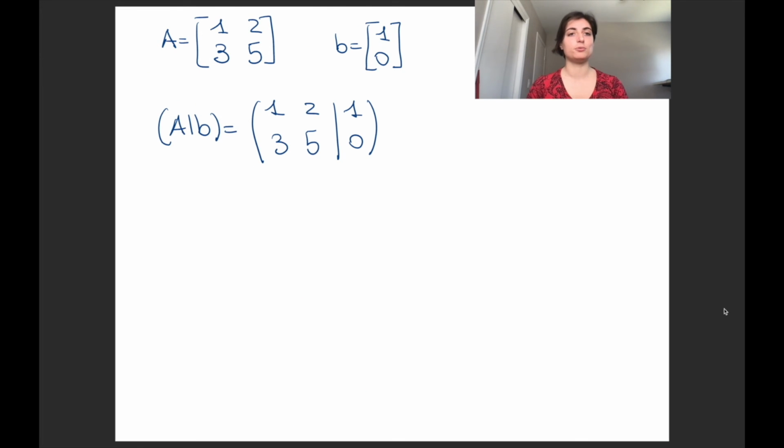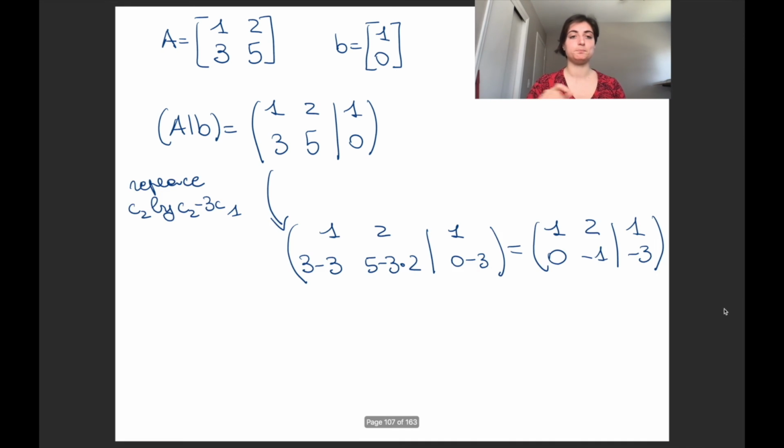So let's try to work this out. We have A, that is the matrix 1, 2, 3, 5. B is the vector 1, 0. And we write A bar B. So it's just a bigger matrix with 1, 2, 3, 5 on the left and 1, 0 on the right. And we want to transform the first block of this matrix into the identity.